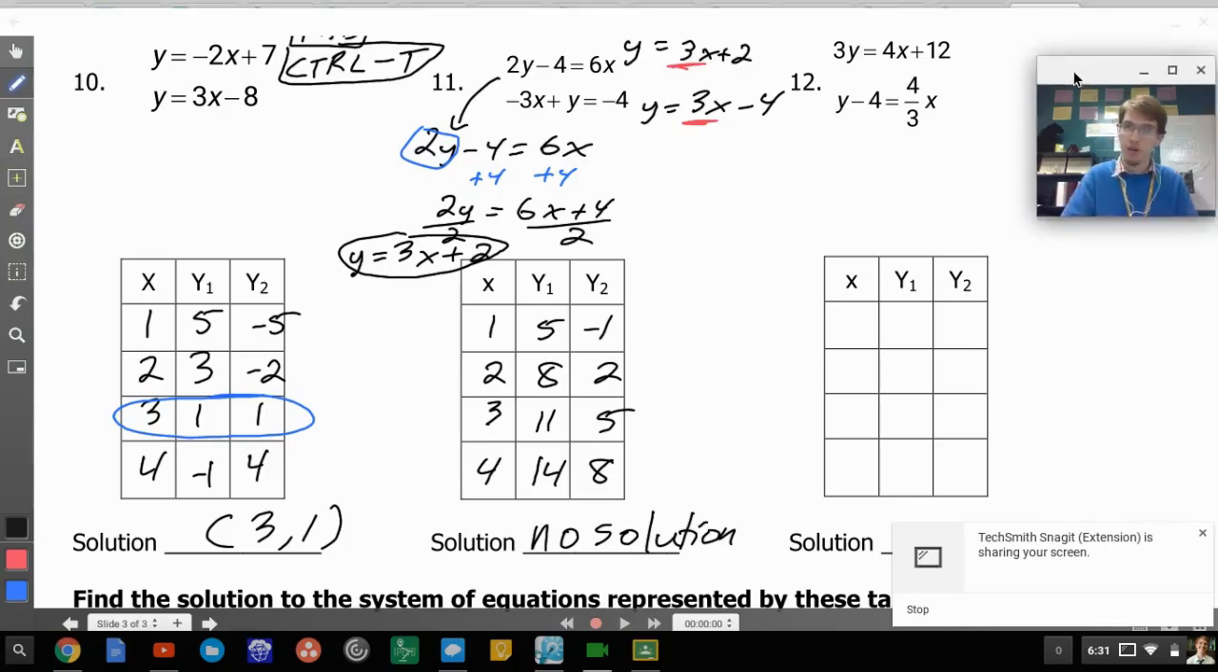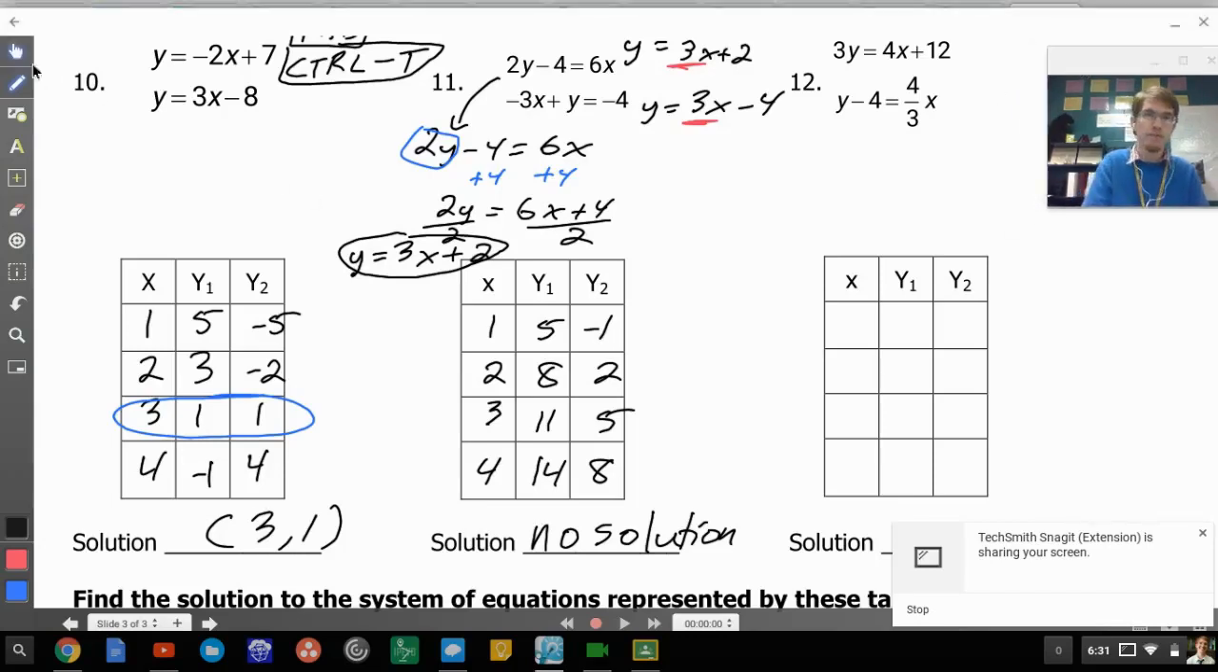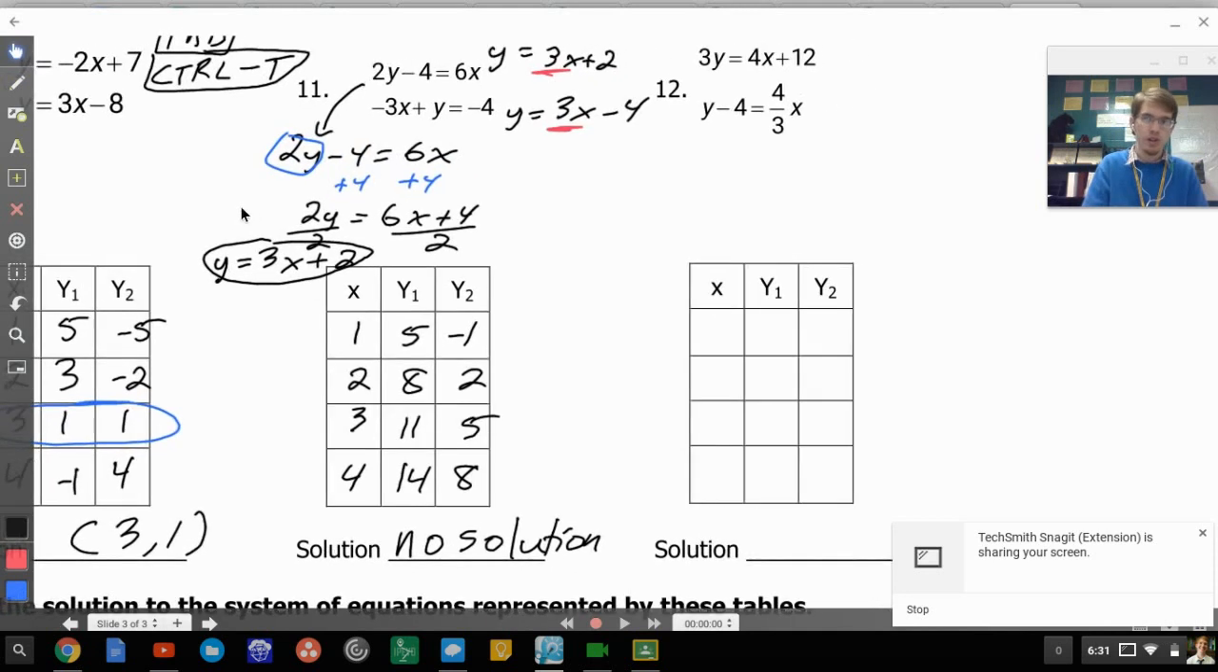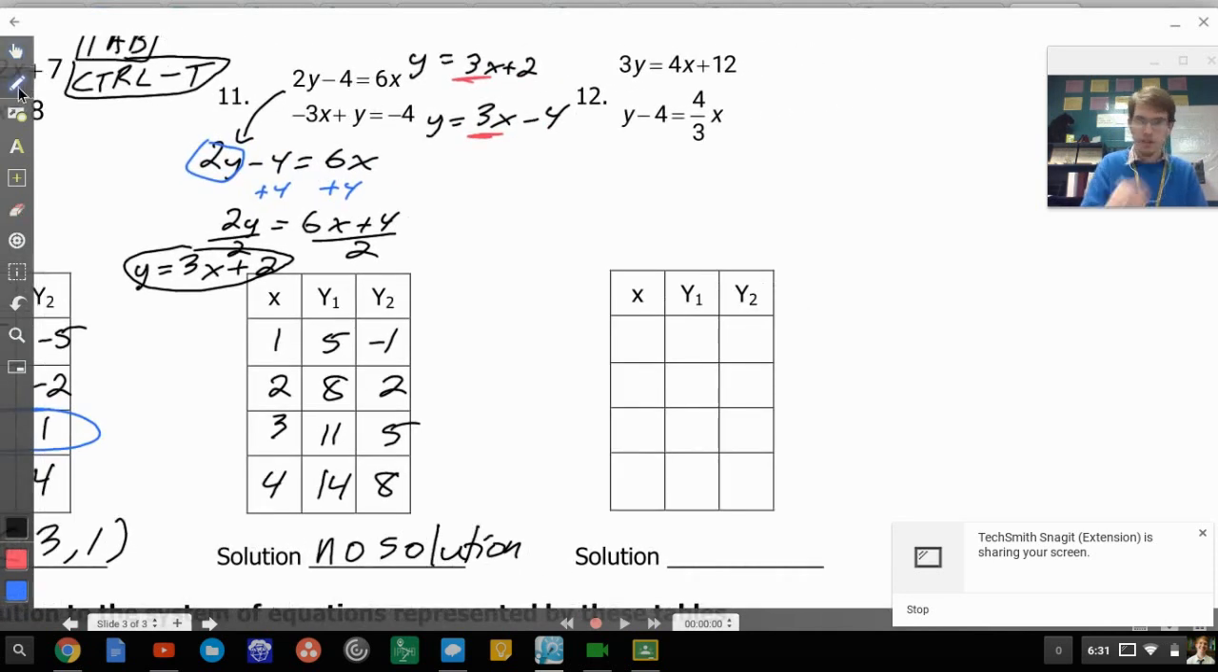We'll need to get y by itself for each of those lines. So let's see, I would have to divide by 3. I can't graph them unless I get y by itself. So y equals 4/3 x plus 4. And then down here, I'm going to have to add 4 to both sides. Those two are oil and water, they can't go together, so y equals 4/3 x plus 4.